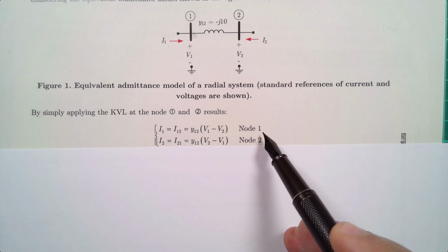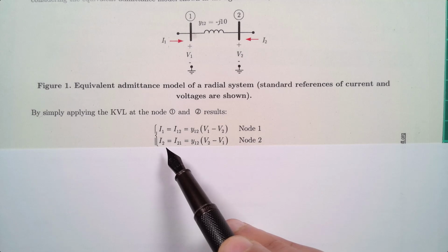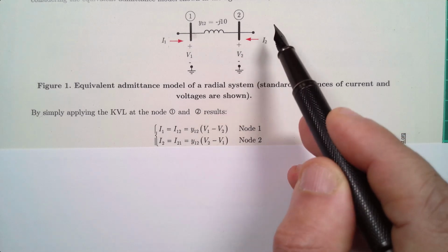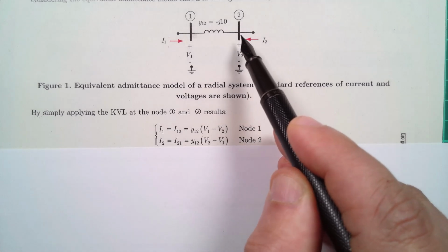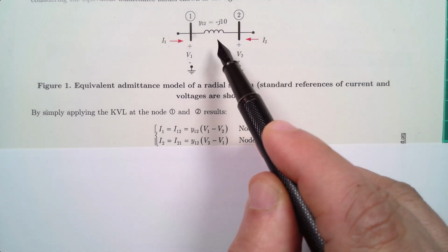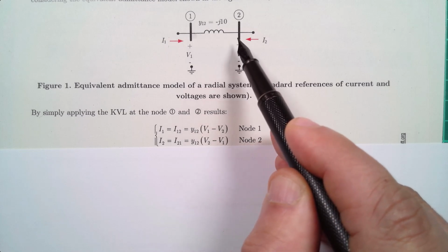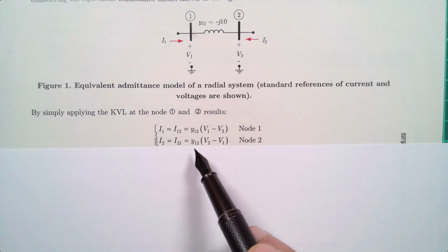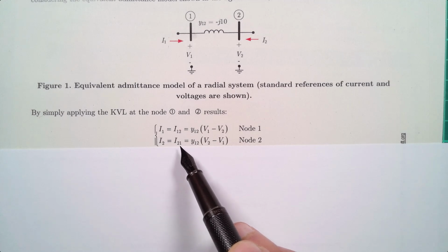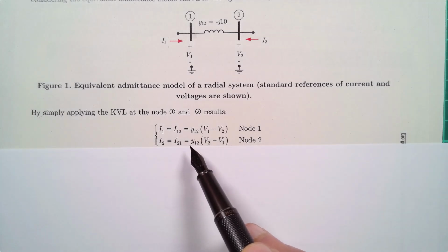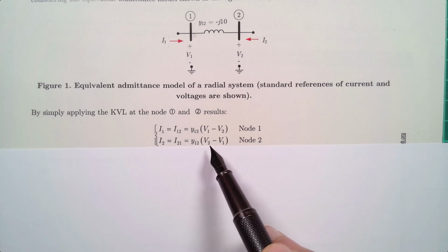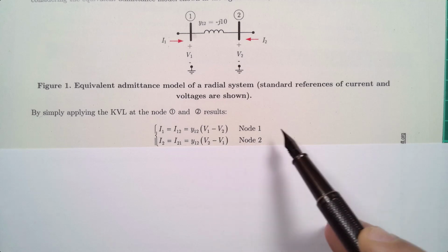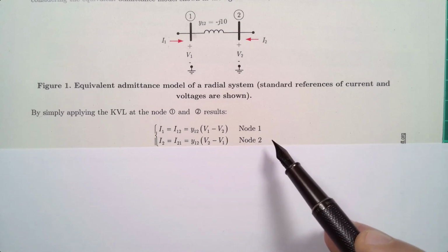We can do a similar analysis for the current I2. The current I2 is going into the node 2 and must be numerically equal to the current moving from 2 to 1. So the current moving between 2 and 1 is the admittance Y12 multiplied by the difference between the voltage V2 minus V1. Now we have here two linear equations.